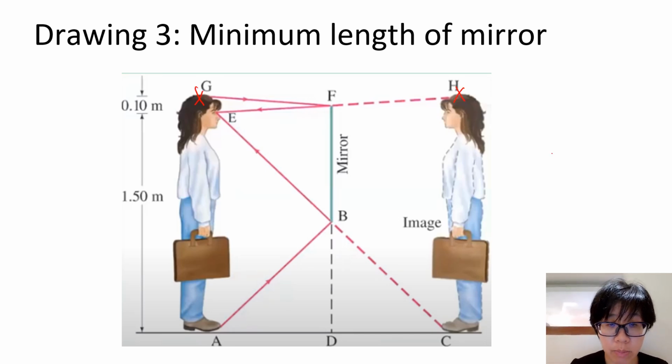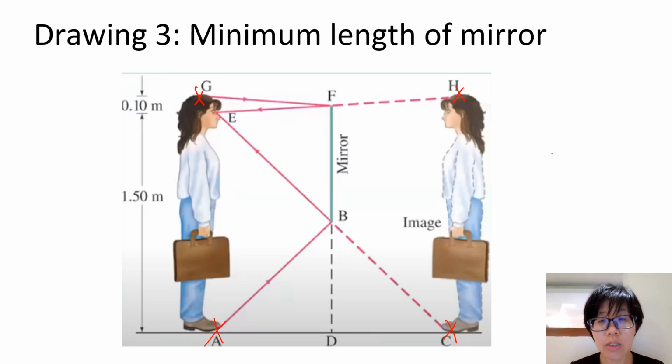Take note of where the top is and the bottom is. So whenever the question asks you for the minimum length of the mirror, that's what you have to take note. Draw, take note where the top is and where the bottom is. Once you do that, then you start to draw the image like what we have done for the previous question.